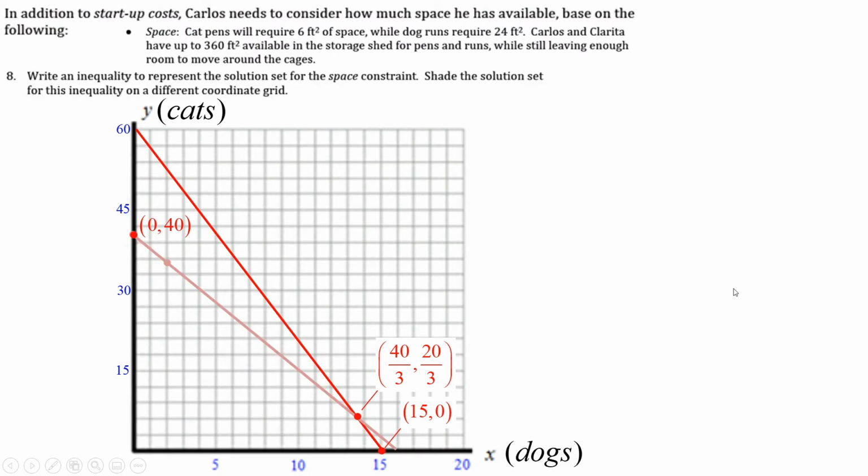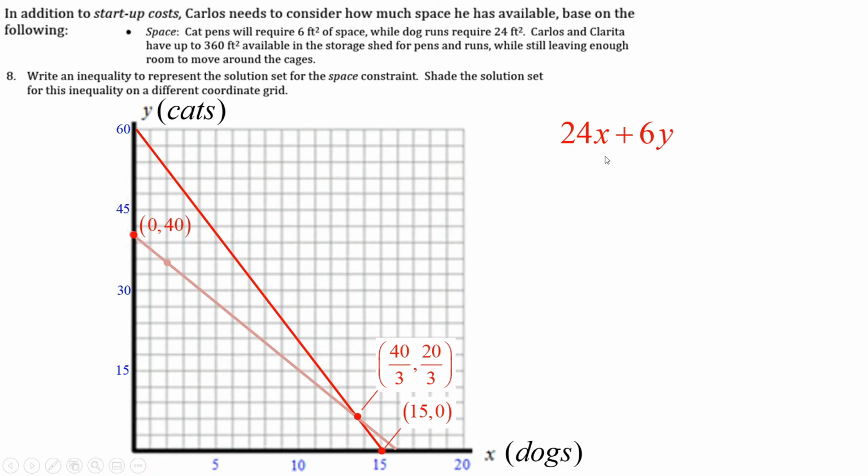All right, number 8. In addition to startup costs, Carlos needs to consider how much space he has available based on the space constraint, which we dealt with in 5.1. Cat pens will require 6 square feet of space, and cats are y, so that's a 6y, while dog runs require 24 square feet. And dogs are x, so that's plus 24x's. And I put the x first.